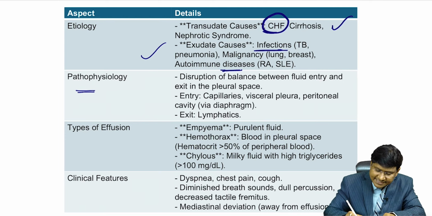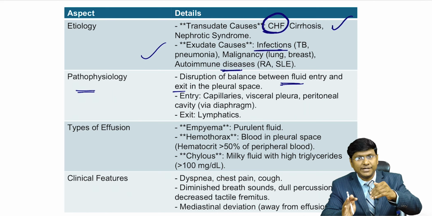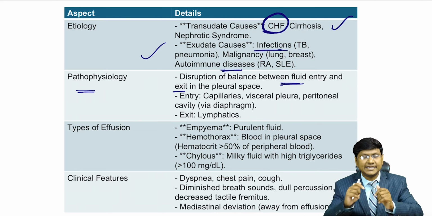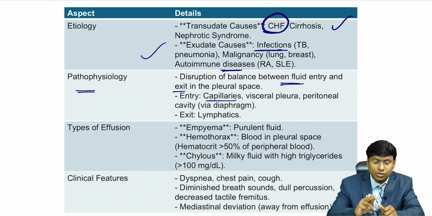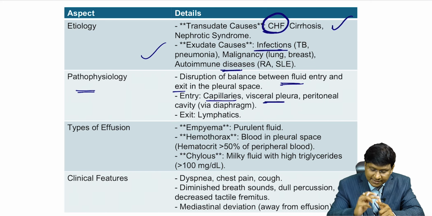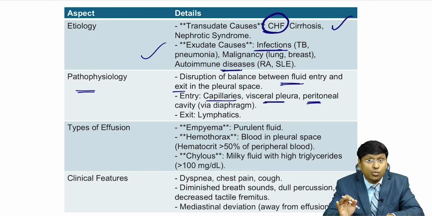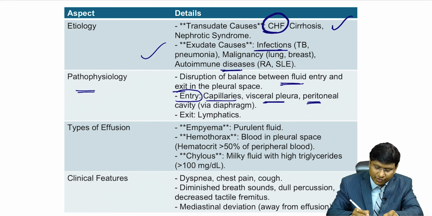Now, if there is disruption between the entry as well as exit, that means if there is excessive entry of the fluid or if there is decreased exit of the fluid, that can result in the pleural effusion. So entry via capillaries, so capillary endothelial rupture. Then the pathology within the visceral pleura, pathology within the peritoneal cavity via the diaphragm. So in these scenarios, there is excessive entry of the fluid.